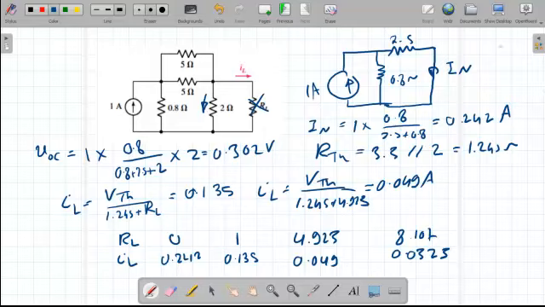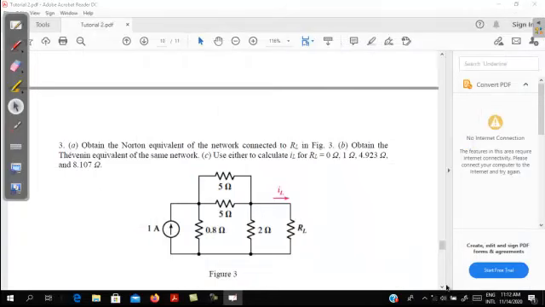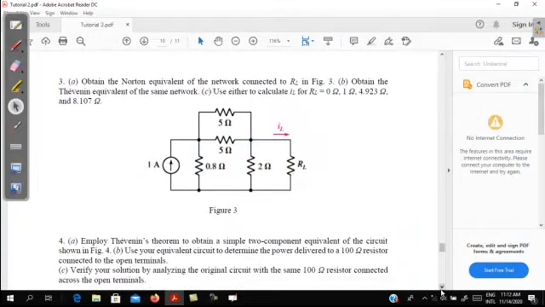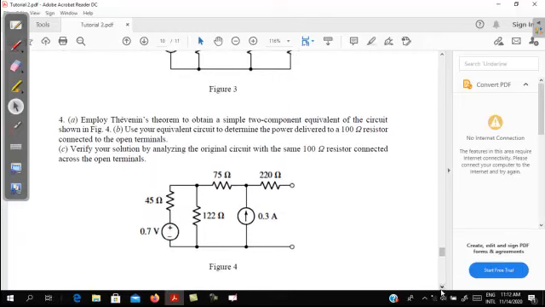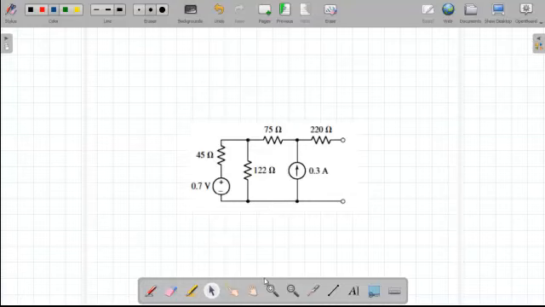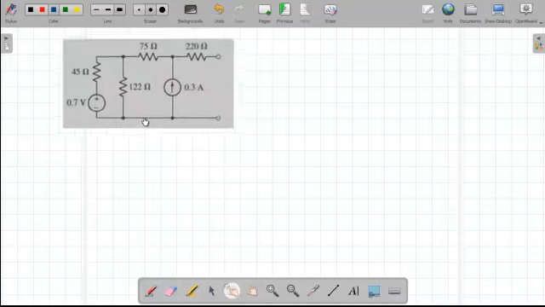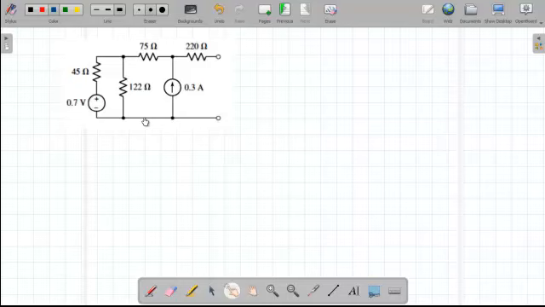Okay, we move to problem number 4. Here we need to find the Thevenin equivalent for these circuits, and also we need to find the power dissipated in a 100 ohm resistor connected to the terminal of this circuit, and also we need to analyze the original circuit without the Thevenin equivalent. So first of all, we will find our Thevenin and the open circuit for this circuit. So we need to do the analysis.